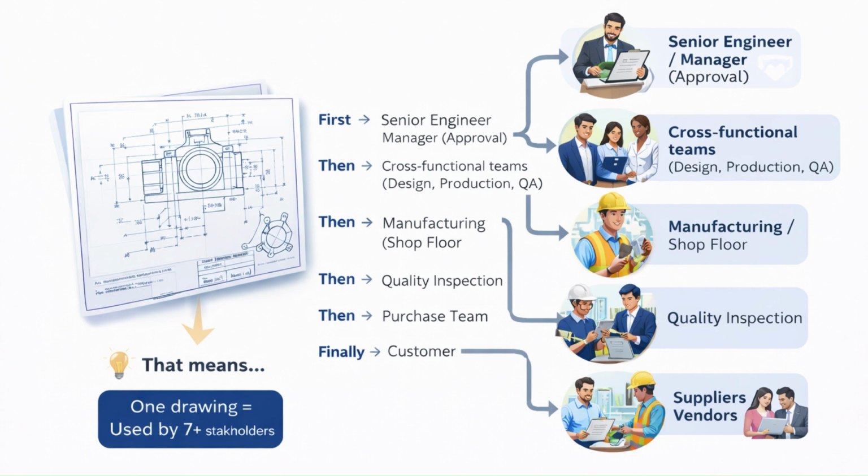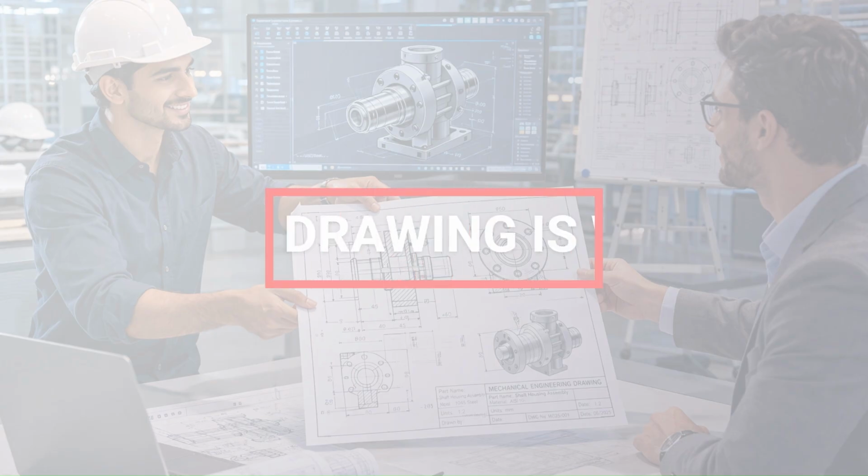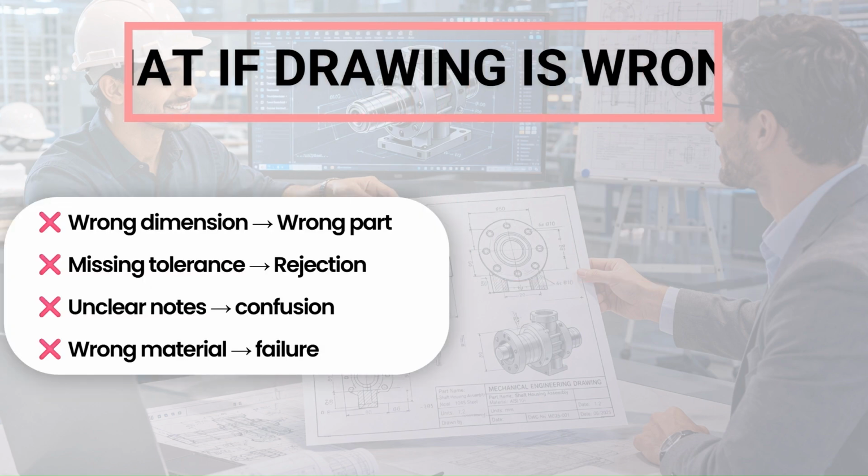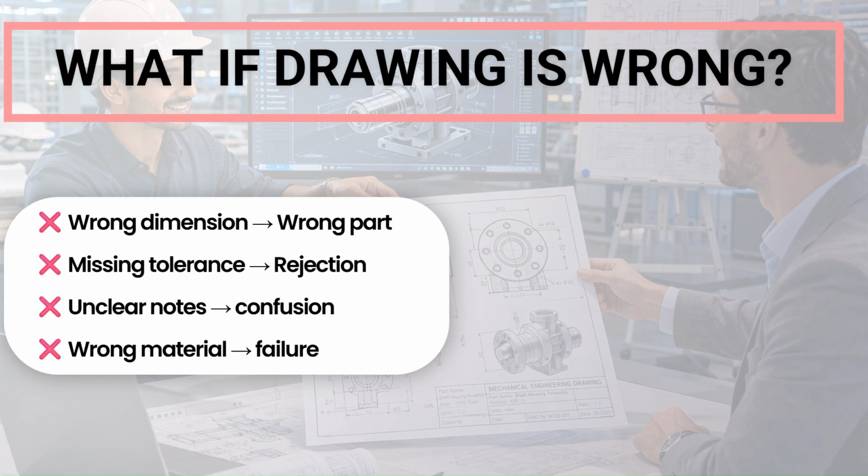So our drawing should have all the content, all the information should be available as per the requirement. Suppose we have delivered the wrong drawing to the customer, this wrong drawing may impact manufacturing, inspection, and supplier confusion, or the part may fail. A wrong dimension leads to wrong part manufacturing. A missing tolerance leads to rejection in inspection.